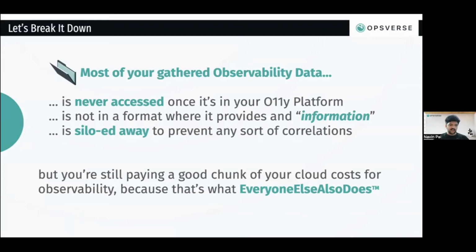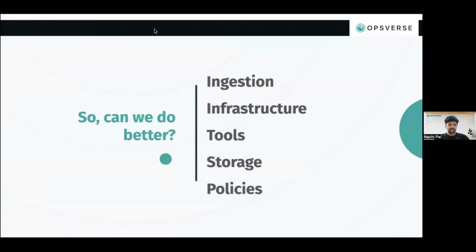But unfortunately, almost everyone ends up paying a good chunk of their cloud cost for observability, because they just assume that's what everyone else does anyway, right? Everyone's doing it, so let me also do it. And that's why this webinar is aligned to show you some strategies that you can use to eliminate these cloud wastages.